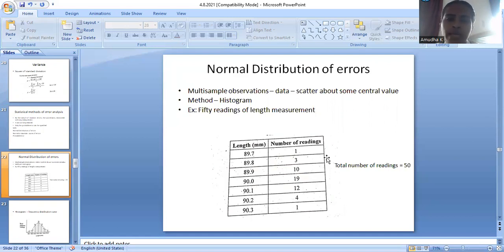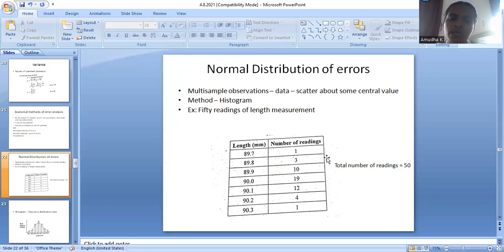Okay, so how do we analyze this? By using a histogram. For example, for one particular length we can measure, we can take 50 readings. For one observer, a single person notes that reading 50 different times. Otherwise, 50 different observers take that reading.